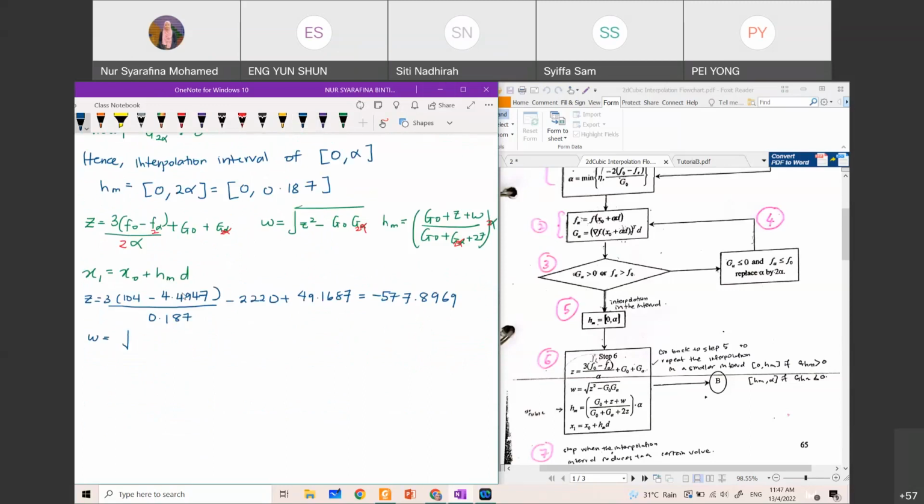And then W is the square root of Z squared. You have your Z, which is minus 577.8969, squared, minus G0, negative 220, times G2 alpha, 49.1687. So take the square root of that, which gives you 665.67.